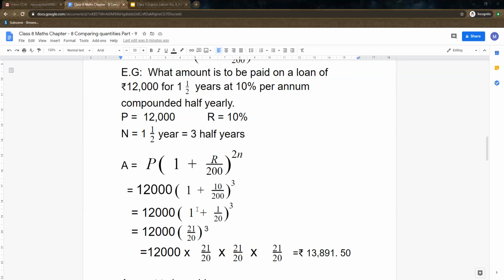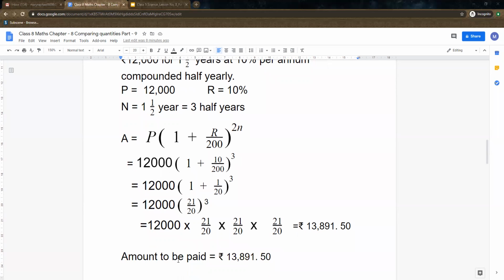Now, in the bracket, taking the LCM and simplifying, it can be considered as one integer 1 upon 20, converting into an improper fraction: 20 ones are 20 plus 1, 21 upon 20. So 12,000 multiplied by 21 upon 20, the whole cube. So this factor we have to multiply 3 times. So 12,000 multiplied by 21 upon 20 multiplied by 21 upon 20 multiplied by 21 upon 20.